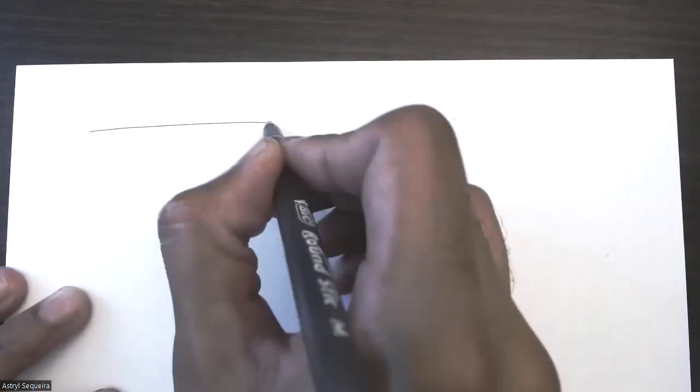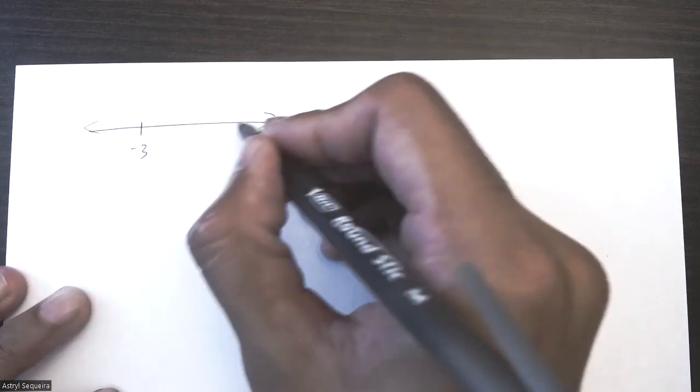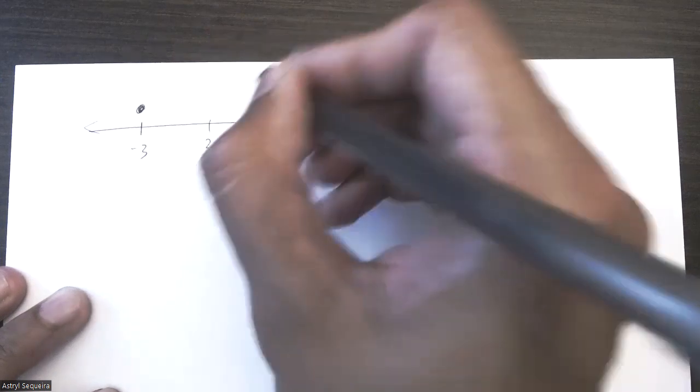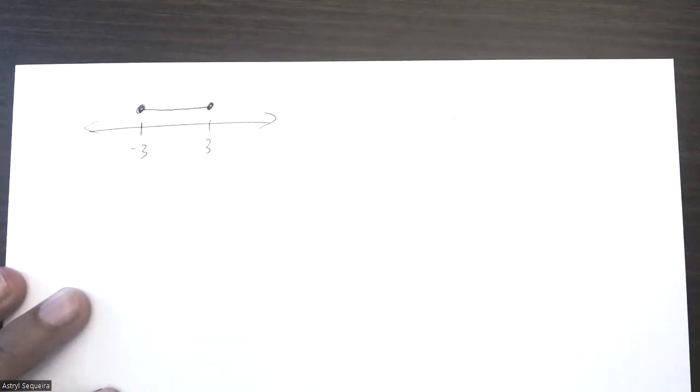Next question, we are given a number line and we need to write the absolute value equation. So literally the exact opposite of the previous question. First question, we have a number line, -3, +3, and then filled dots, and it's connected in between.